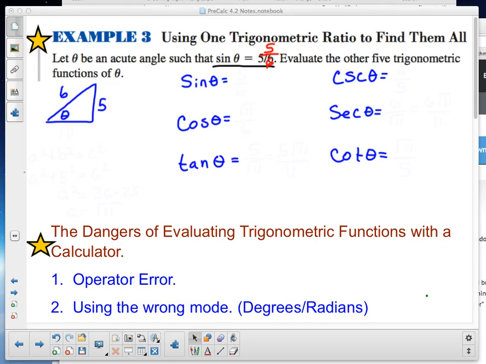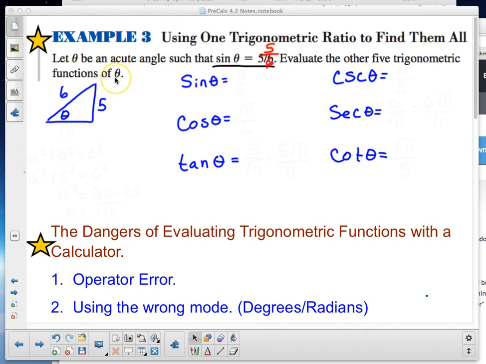Okay, so this PreCalc 4.2 notes notebook, we're using one trig. We're doing example 3, and remember this is the actual day 2. I know on day 1 we kind of spread that out over a little bit because we have a lot of questions. But today we're letting theta be an acute angle such that the sine of theta is equal to 5/6. I rewrote that. I just can't stand that non-horizontal fraction bar. Evaluate the other 5 trig functions of theta.